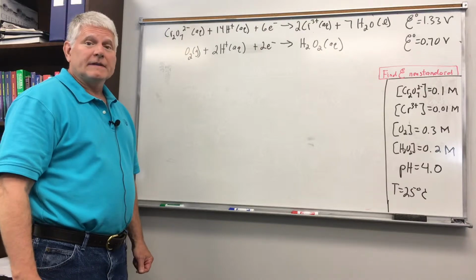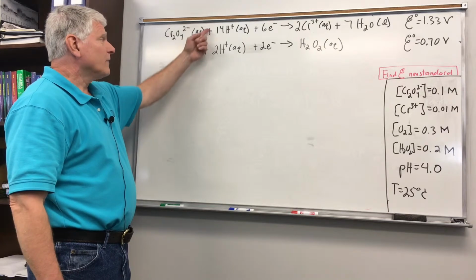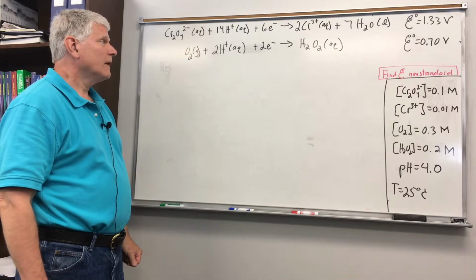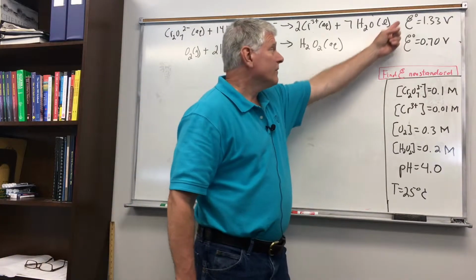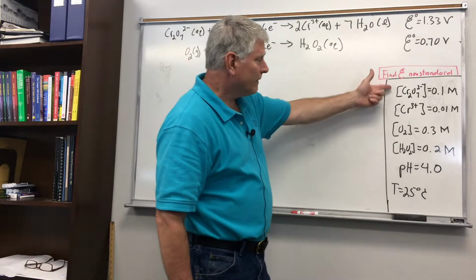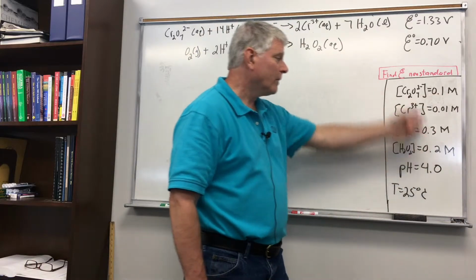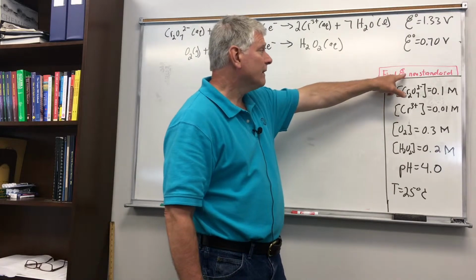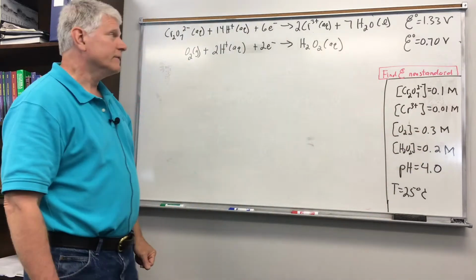Let's consider this example using the Nernst equation. Here we have two half reactions that I've taken from the table of standard half cell reductions, and we have their standard half cell potentials. We're given concentrations that are non-standard, so none of these are 1 molar or 1 atmosphere pressure. We want to find the cell potential under these non-standard conditions.